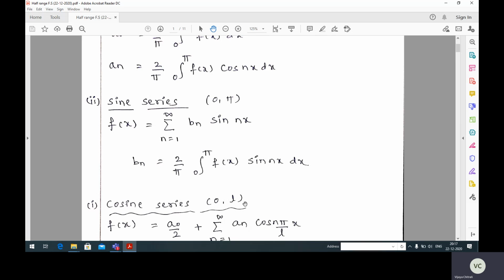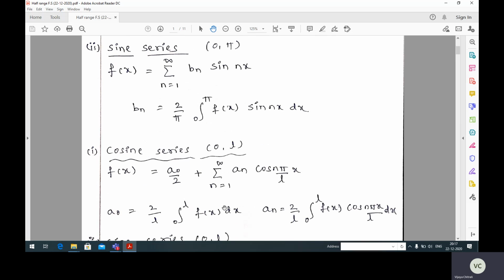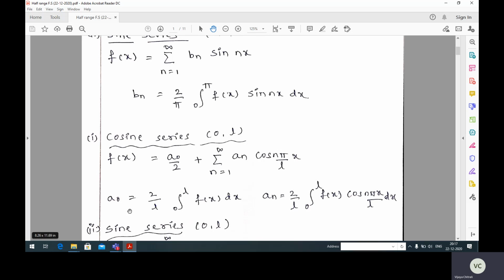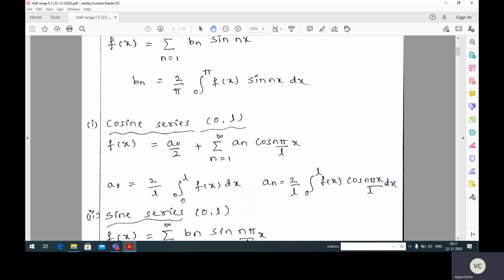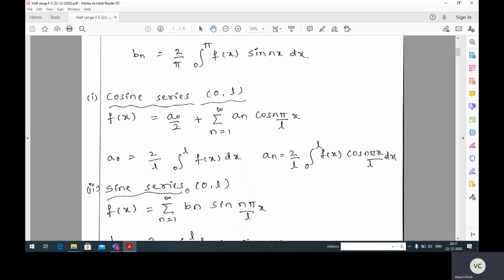If it is defined in an interval other than 0 to pi, meaning an arbitrary interval, we have the half range Fourier cosine series f of x is equal to a naught by 2 plus summation n is equal to 1 to infinity a n cos n pi x divided by L, where a naught is equal to 2 by L integration from 0 to L f of x dx, and a n is equal to 2 by L integration from 0 to L f of x cos n pi x by L dx.